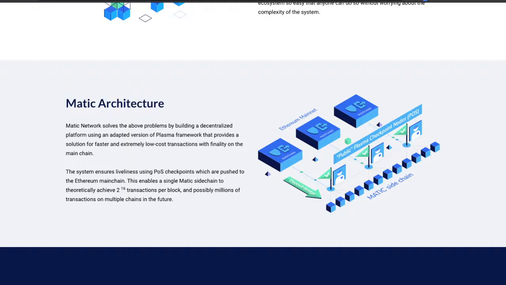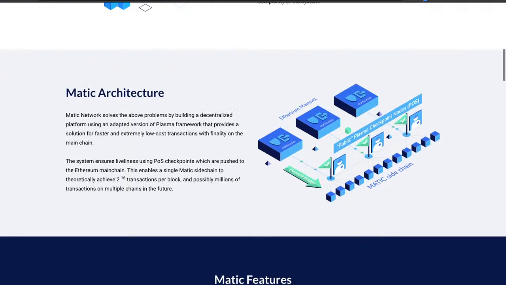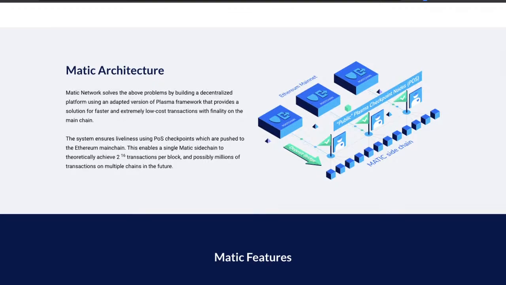So the Matic architecture solves the above problems by building a decentralized platform using an adaptive version of the Plasma Network, which provides a solution for faster and extremely low-cost transactions. So that's the solution, folks, that apparently they've been looking at.